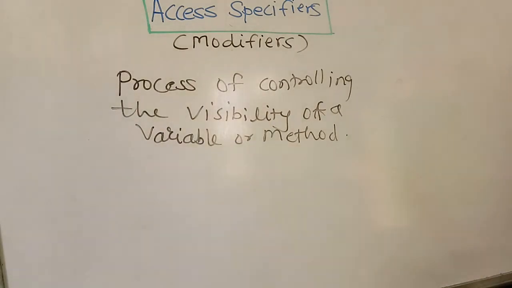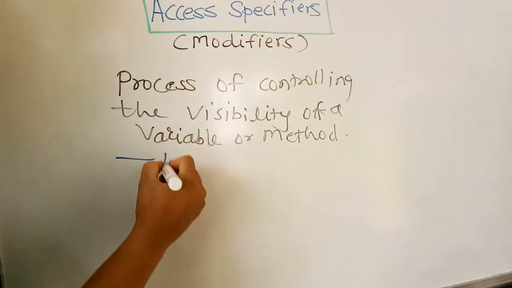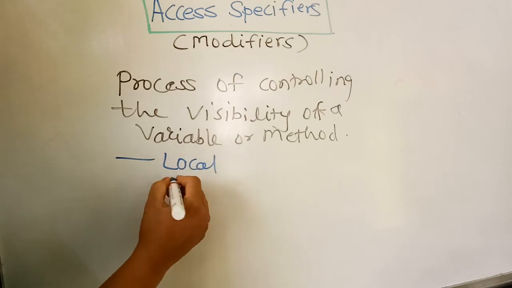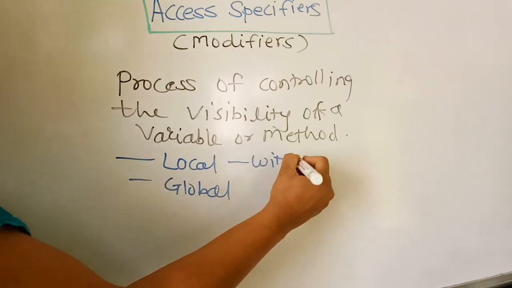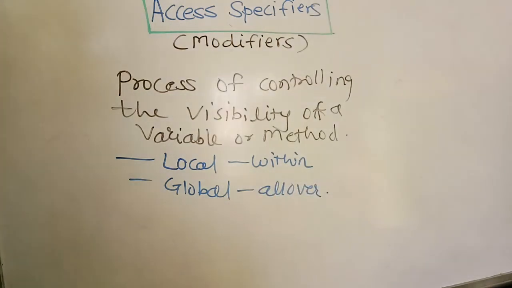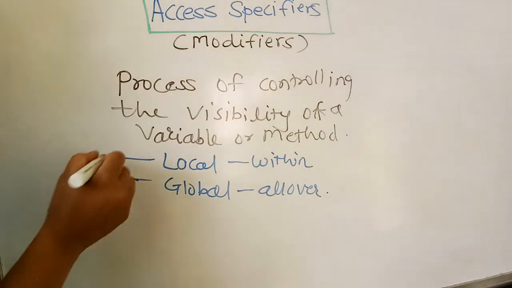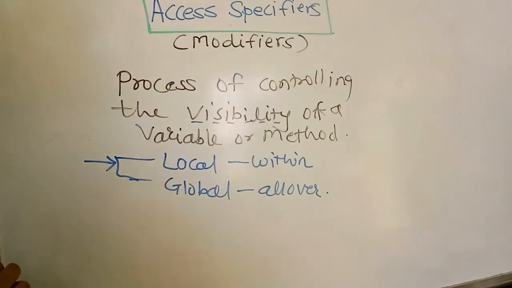What does this word visibility mean? Visibility is nothing but the scope of a variable. There are two types of scopes. First is local and second is global. Local means within the function and global means all over the function. Means inside, outside and in any space of the program. So these scopes can be covered by visibility mechanisms.